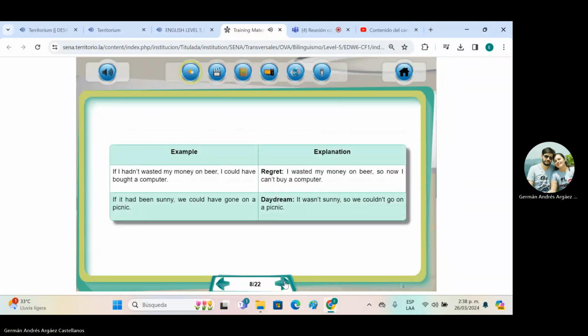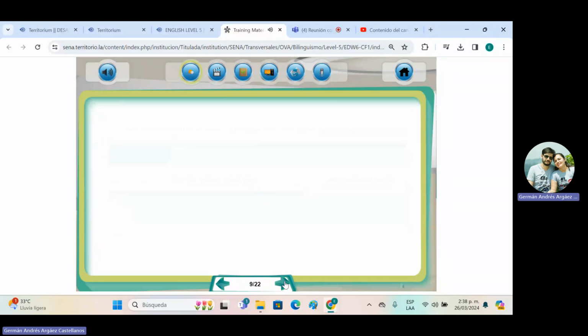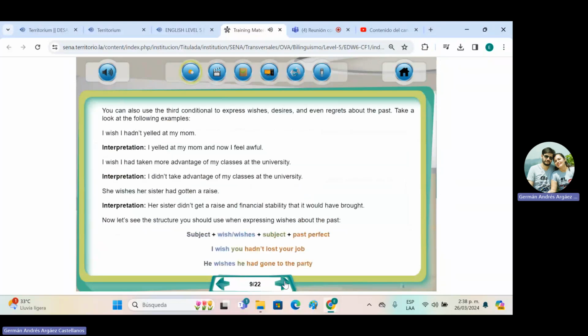You can also use the third conditional to express wishes, desires, and even regrets about the past. Take a look at the following examples. I wish I hadn't yelled at my mum. Interpretation. I yelled at my mum and now I feel awful.